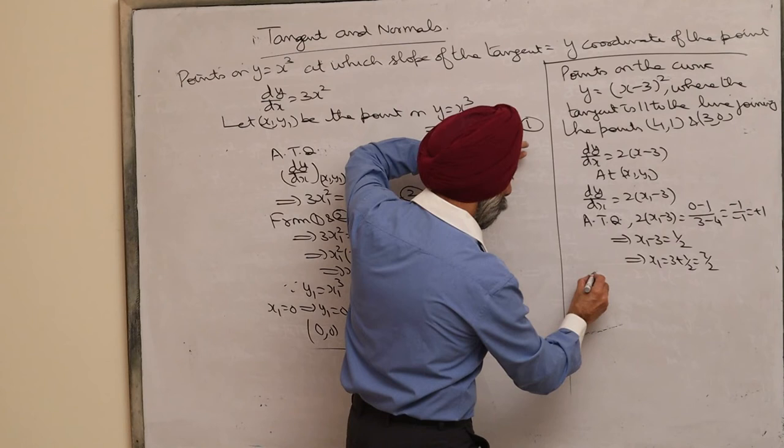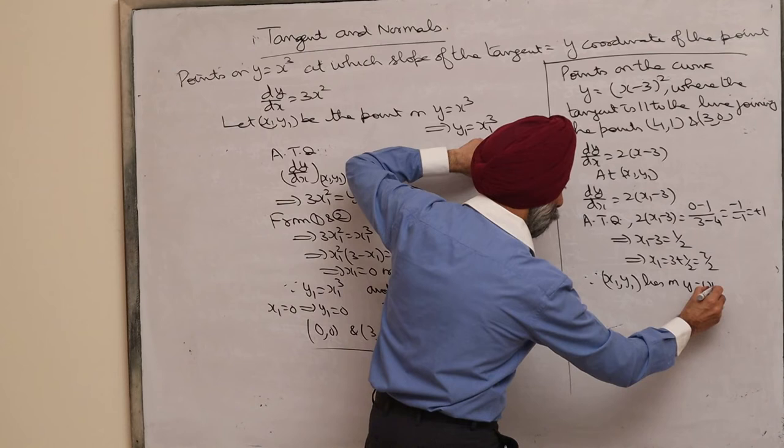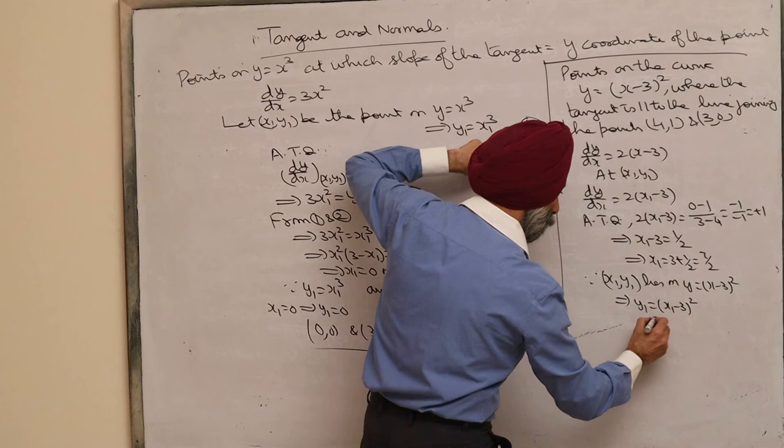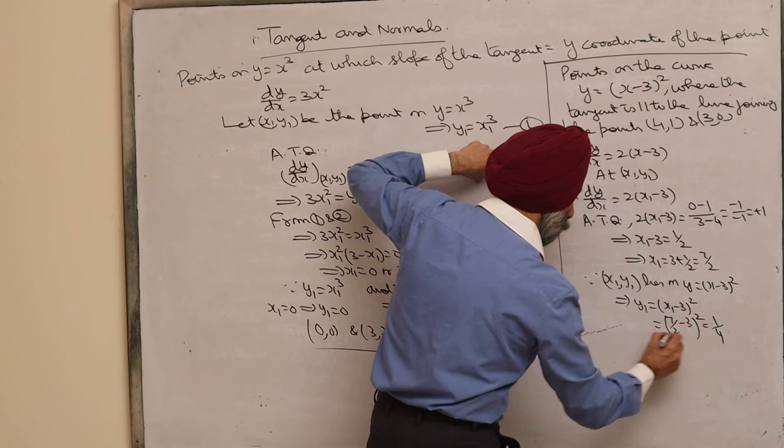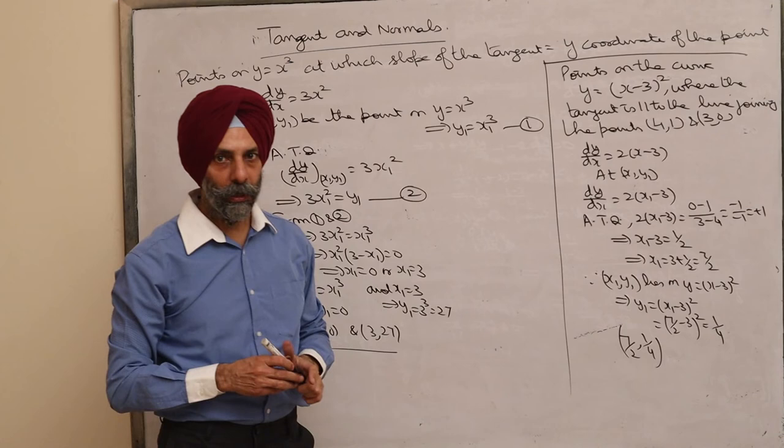Because x1, y1 lies on y is equal to x minus 3 square, this implies y1 is equal to x1 minus 3 whole square, which is your 7 by 2 minus 3 whole square, that is your 1 by 4. So the point here is, that is your 7 by 2 and 1 by 4 here.